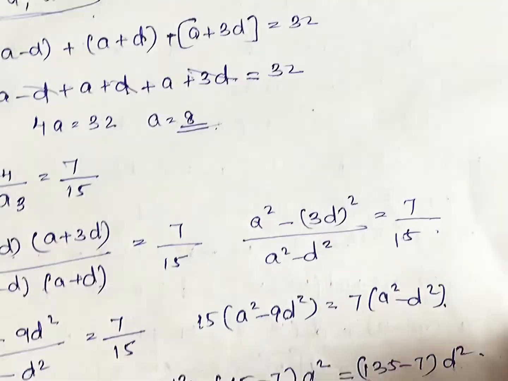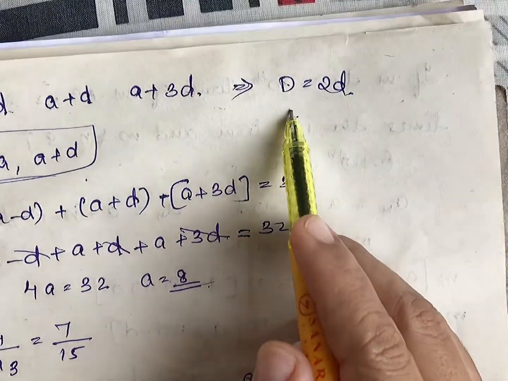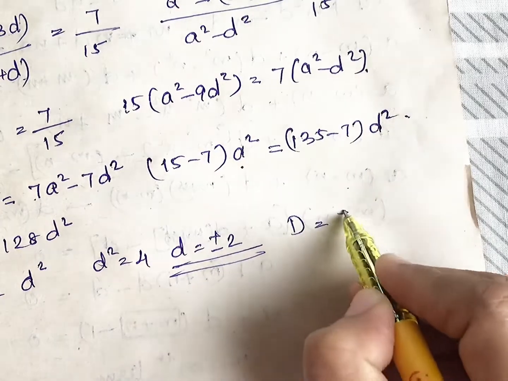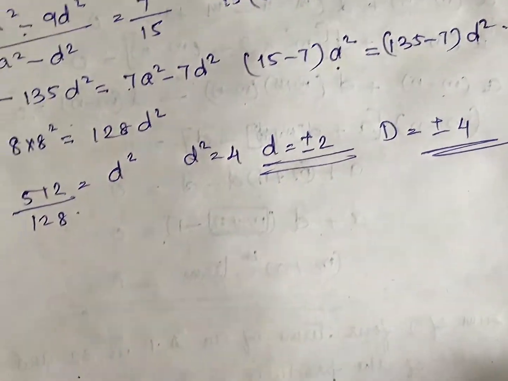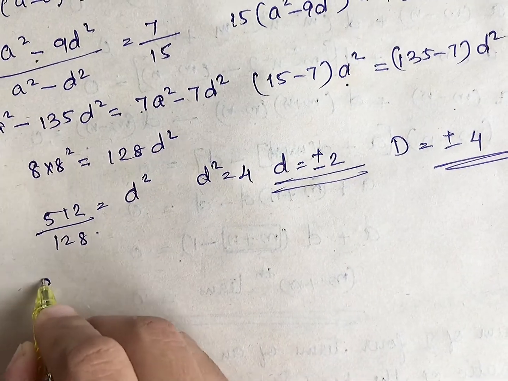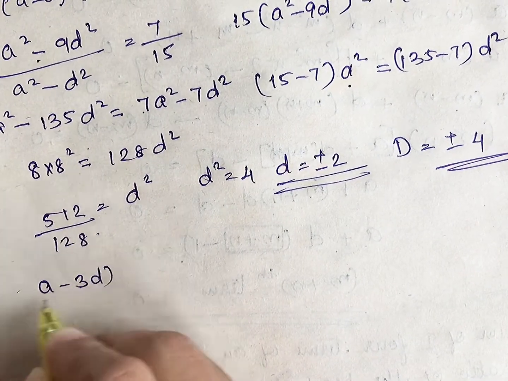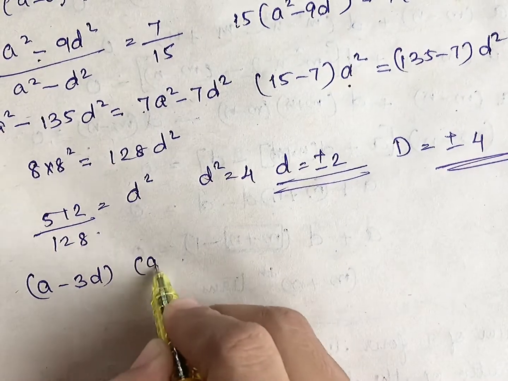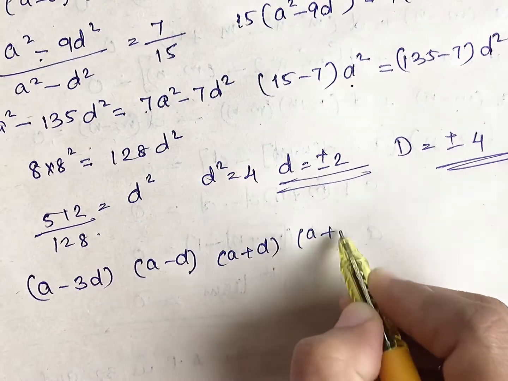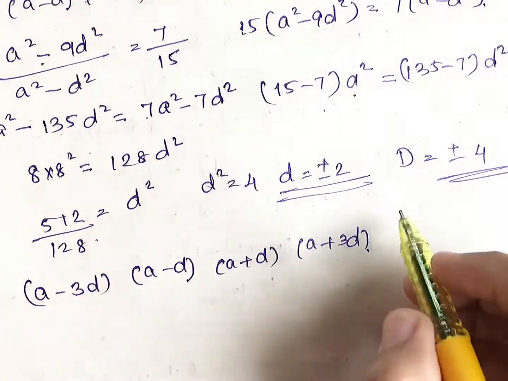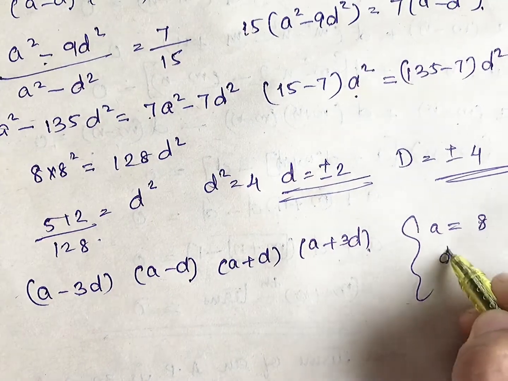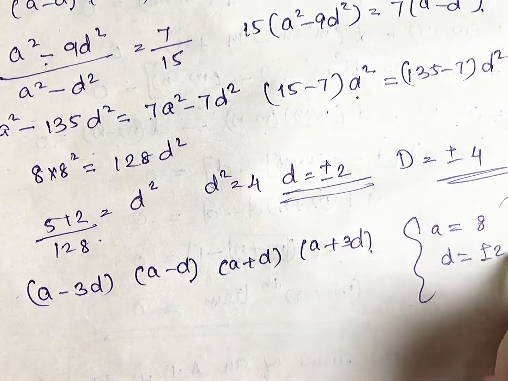Therefore, the common difference we have already taken. Common difference is equal to 2 into d. Therefore, the common difference would be equal to plus or minus 4 actually. Okay. Then what would be the AP? We have the AP taken as a minus 3d, a minus g, a plus g, and a plus 3d, right? Therefore, we have already found out that a is equal to 8 and small d is equal to plus or minus 2.